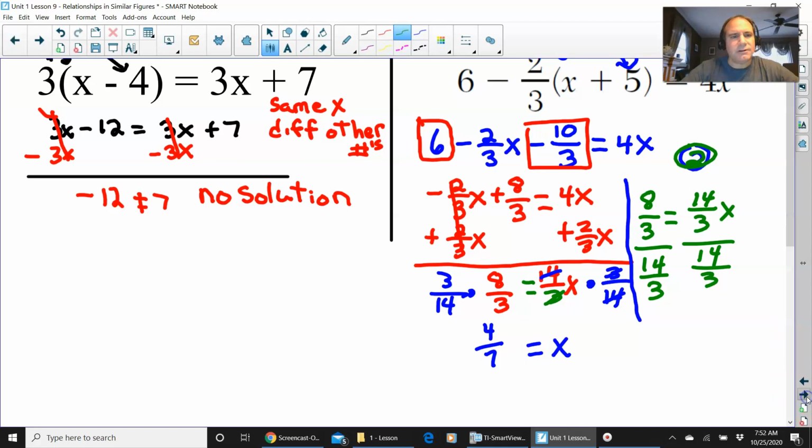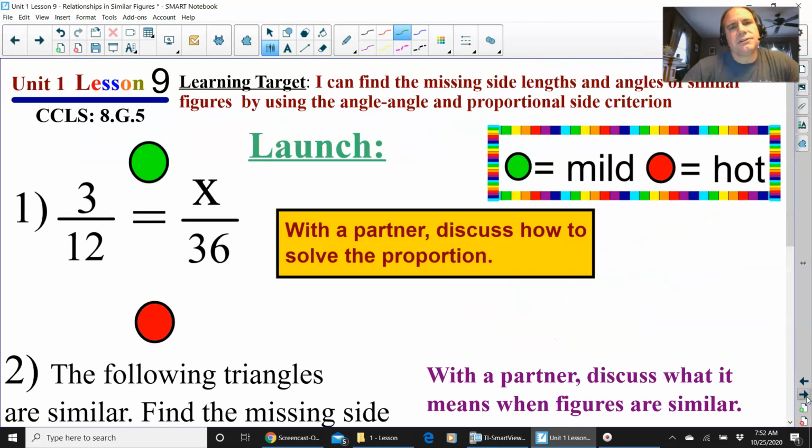All right, let's go on to page 2. So here's the launch, and launch is pretty easy right now. This is called a proportion. Anytime that you have two fractions with an equal sign in the middle, you have a proportion. And if you remember how you solve proportions, and I'm sure you do, what do you do with it? How to solve a proportion? What do you do to solve it?